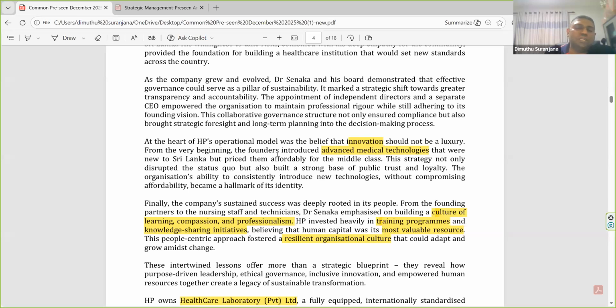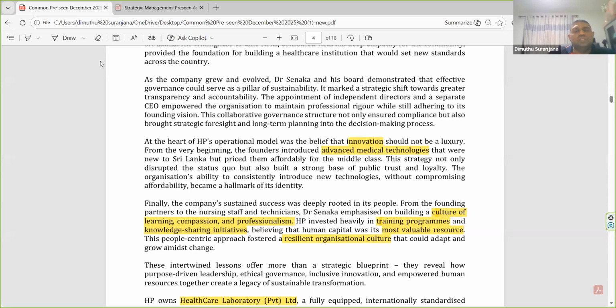Finally, the company sustained success with DAP rooted in its people, from the founding partners, nursing staff, and technicians, people who are employed as the main aspect of the organization, right? So founding partners, nursing staff, technicians. Dr. Senaka emphasized building a culture of learning, compassion, and professionalism. So he encouraged a more learning culture, compassion, and professionalism.